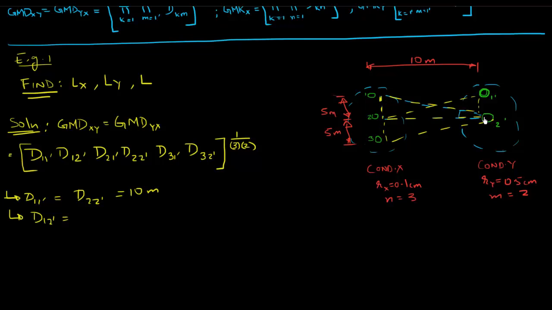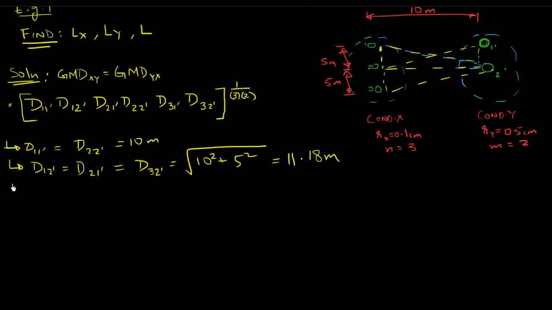So that distance is d1 to 2 prime. That distance is from 2 to 1 prime, and from 3 to 2 prime. So you're going to have the same distance for d2 to 1 prime is going to be the same distance as d3 to 2 prime. And that is going to be nothing but the Pythagoras. And you're going to get the value as 11.18 meters. I hope that's clear. That's just very simple geometry.